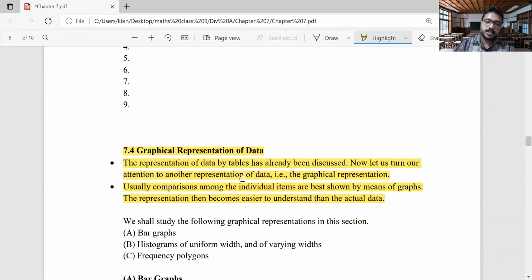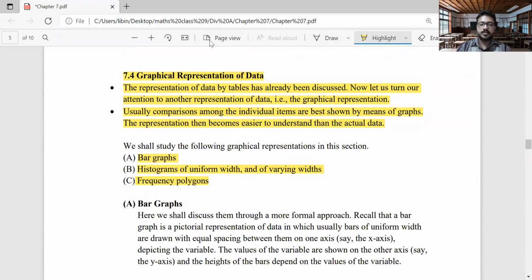In graphical representation of data, we will see three types. In this section, we shall study first the bar graph. Then we will see the histogram, which is again divided into two: one with uniform width and the other with varying width. And then we are going for frequency polygons. We will learn each of them clearly, no problem.